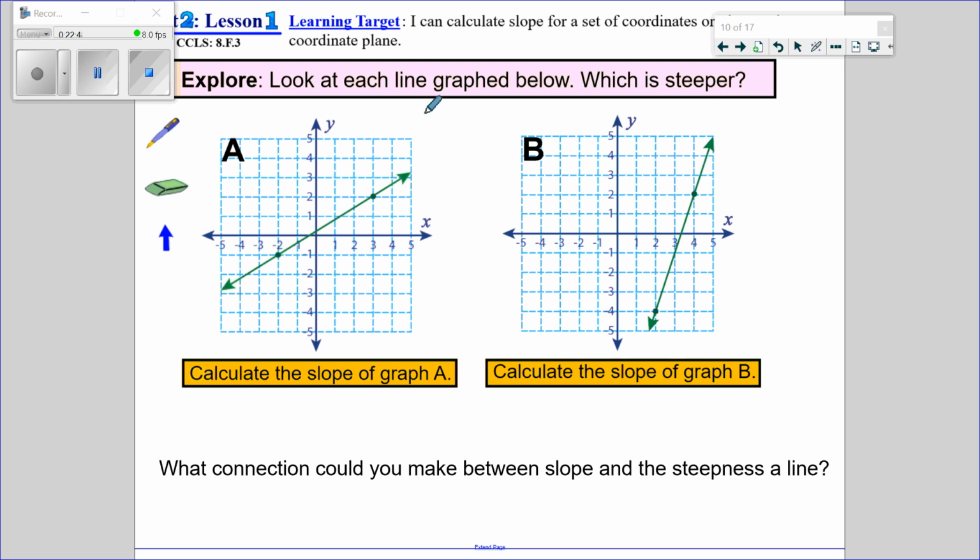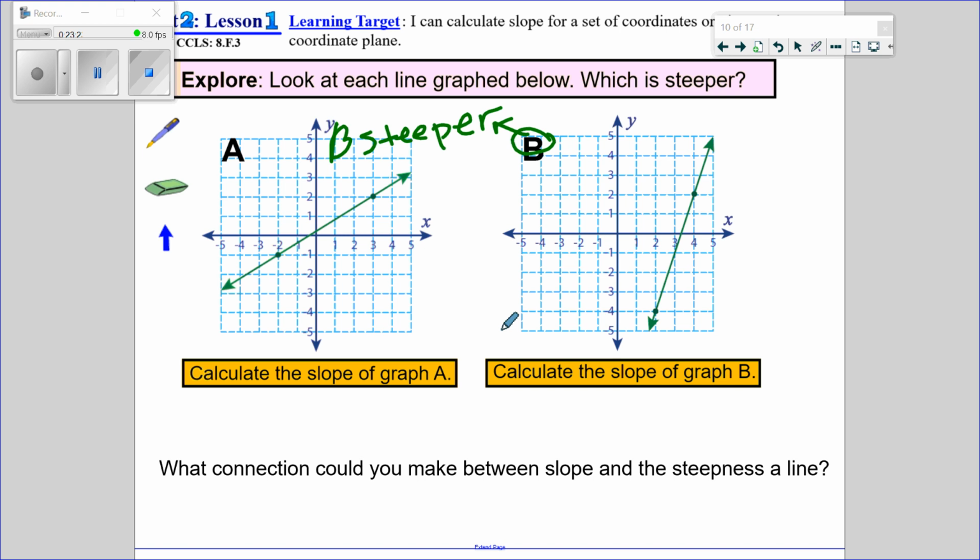Look at each line graph below. Which is steeper? Well, looking at it, if they're both positive, let's look at A. From left to right, it goes upward, it's increasing, and B also from left to right, it's increasing. But which is steeper? If you had to walk up one of these lines, B is steeper. So let's write that down. B is steeper. Now, circle it.